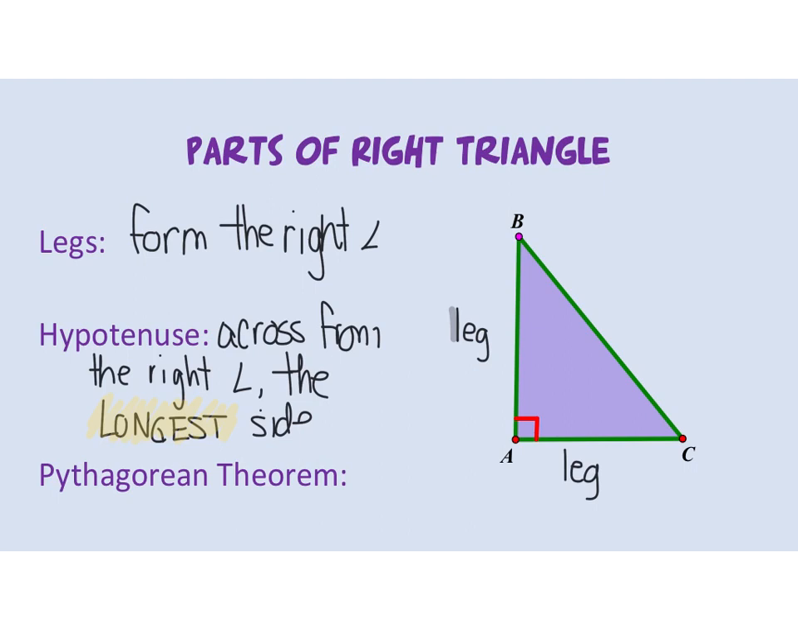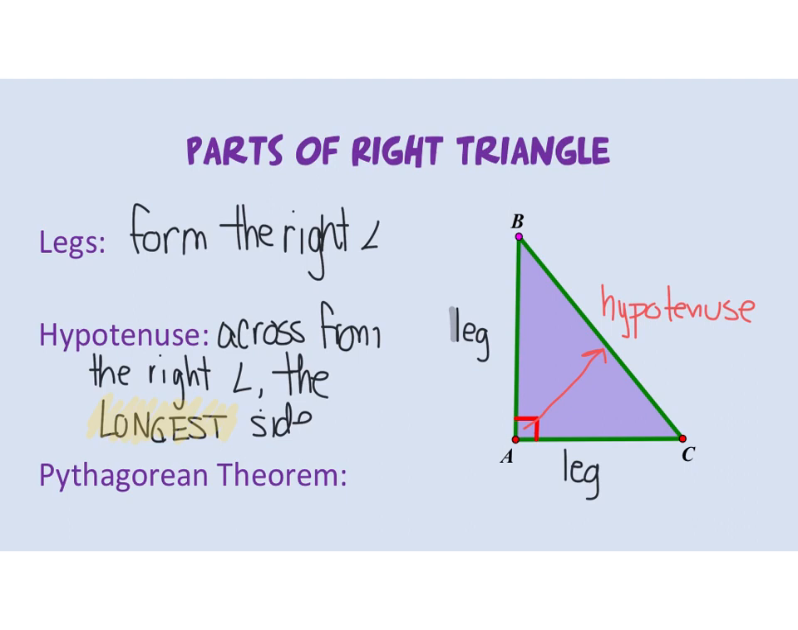The hypotenuse is always the side that's across from the right angle, and it will 100% of the time be the longest side. Every time you have a right triangle, the hypotenuse is always the longest side. The legs are shorter than the hypotenuse.